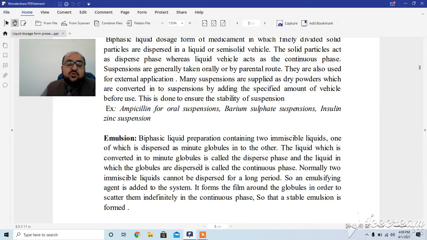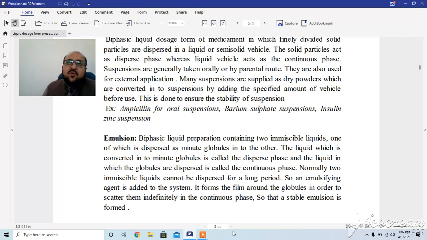Normally, two immiscible liquids cannot be dispersed for a longer period of time. Thermodynamically, emulsion is the most unstable system. So, an emulsifying agent is added to this system in order to stabilize the emulsion. Whenever an emulsifying agent is added to the emulsion, it forms a film around the globules in order to disperse them indefinitely in the continuous phase, so that a stable emulsion is formed.